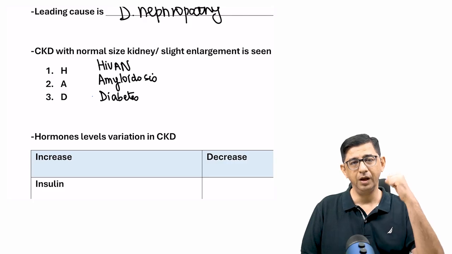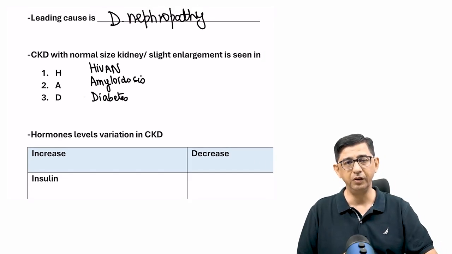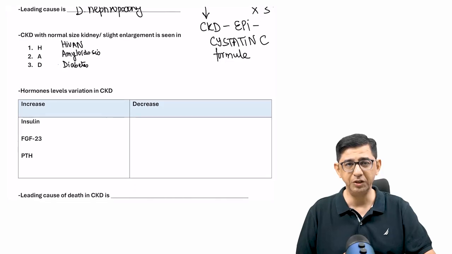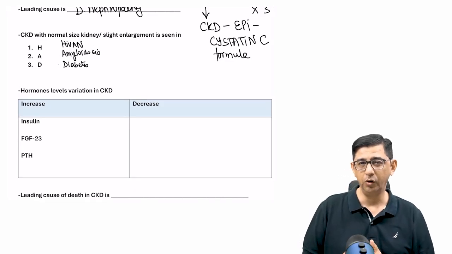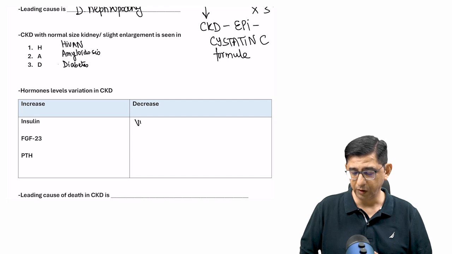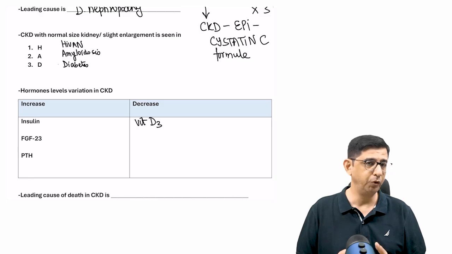diabetic nephropathy. Now, once a person develops CKD, there is bound to be some hormonal changes in the body as well. So what are the hormones that will be decreasing? One of the hormones that is produced by our kidneys, vitamin D3, the levels are bound to decrease.